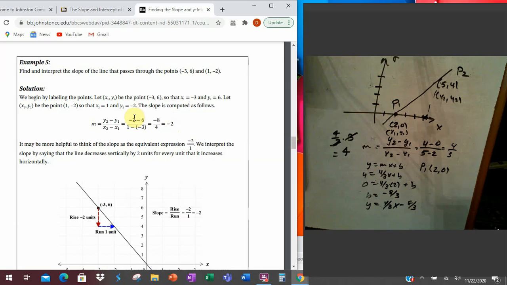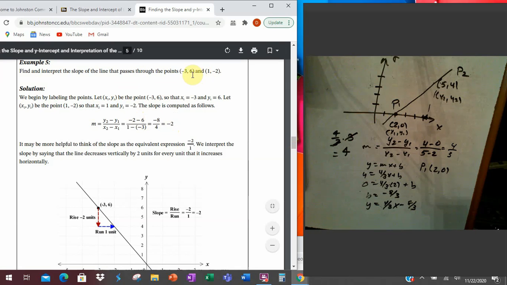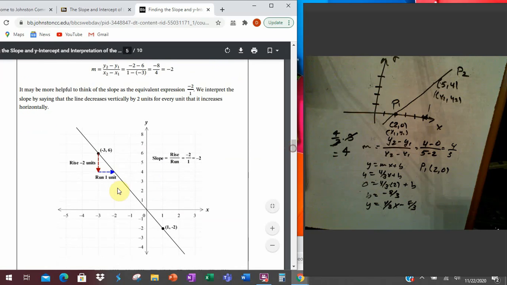There's the interpretation I've got. Find and interpret the slope of the line between (-3, 6) and (1, -2). Here would be further to the left, P1 at (-3, 6), and then P2. Here would be my 2 points. P1 I'd label X1, Y1 and P2 I'd label X2, Y2.